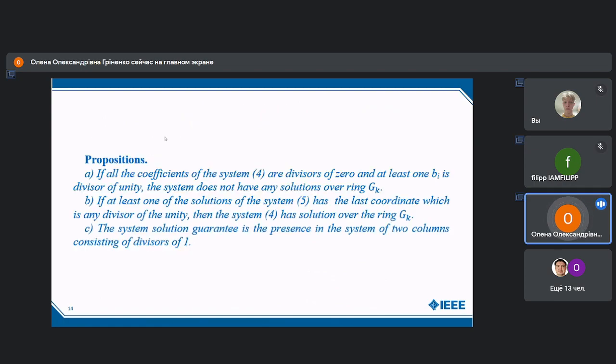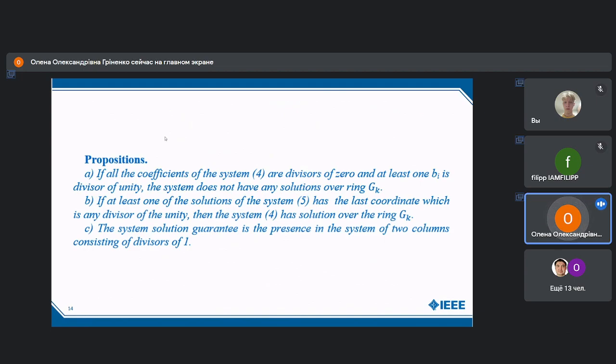From what was mentioned above, we can make some propositions. If all the coefficients of the system 4 are divisors of 0 and at least one b sub i is a divisor of unity, then the system does not have any solutions over the ring G sub k.